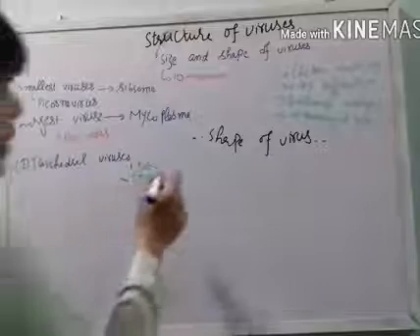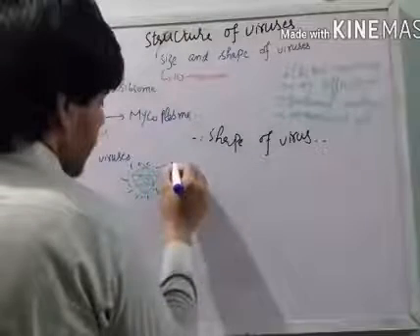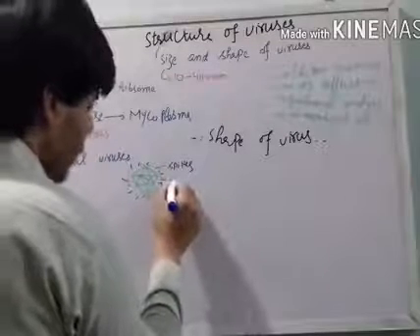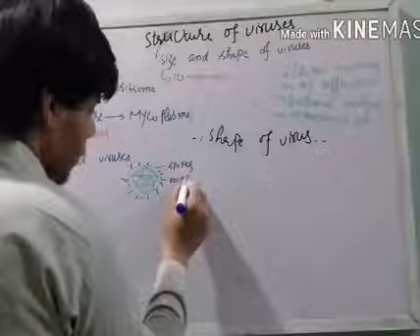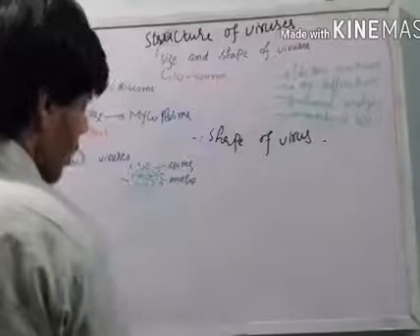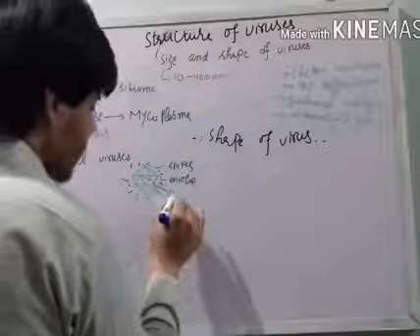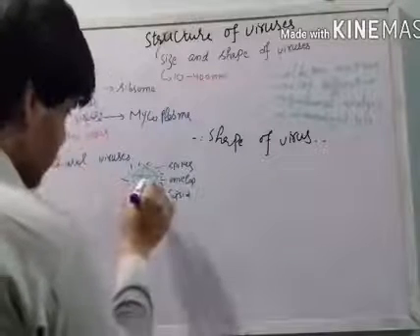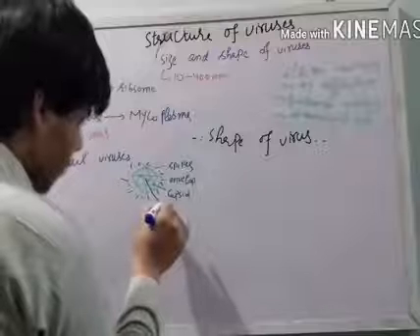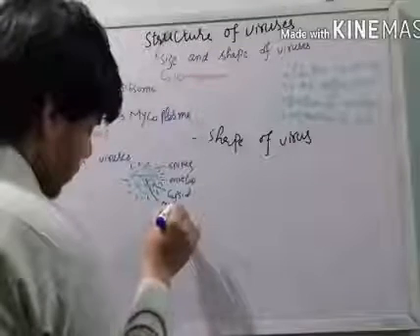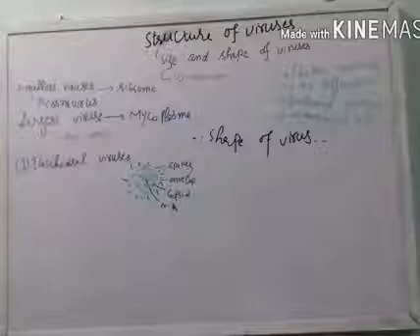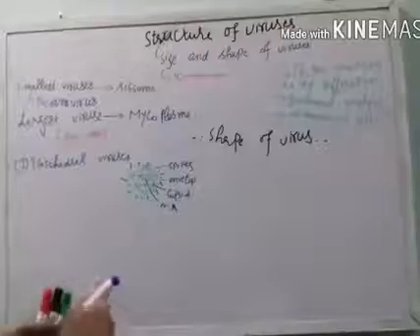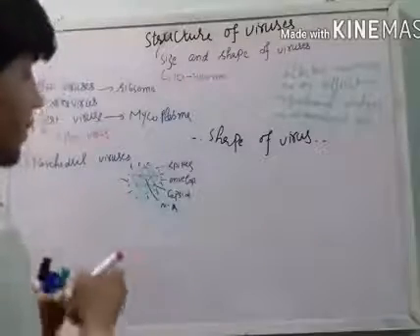These hair-like structures are called spikes. This is called the envelope. This is called the capsid, and this is called the genetic material or nucleic acid. One more thing about icosahedral viruses is that they have double-stranded DNA. This is a very important thing.